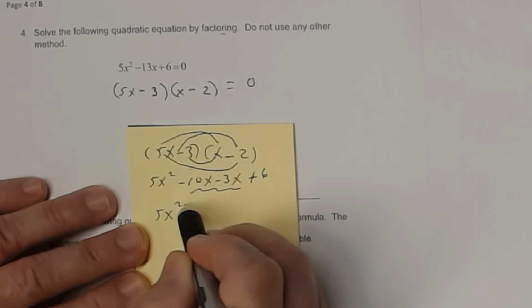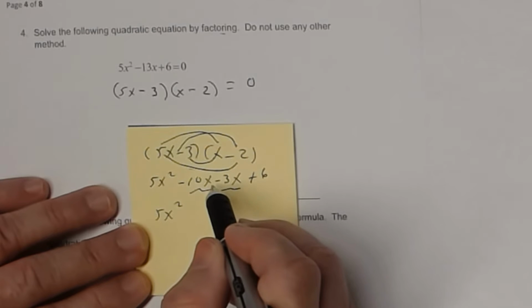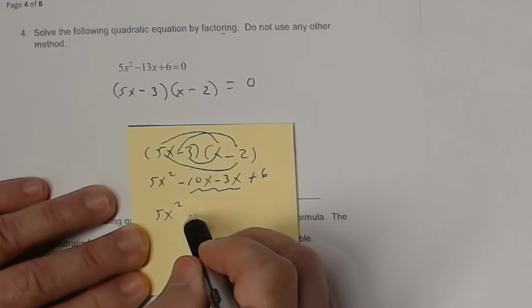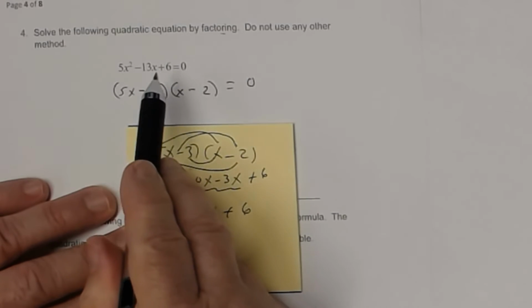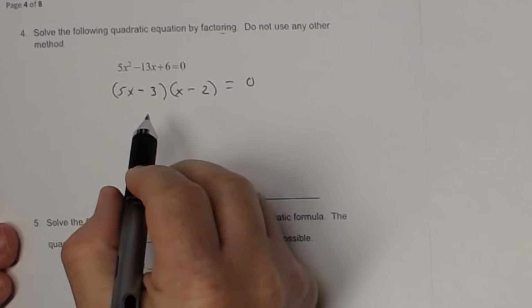I get 5x squared, and my like terms are the inner and the outer here. A negative 10x and a negative 3x is a negative 13x, plus 6. And notice that is what you wanted. Okay? All right, now the next step here is to use the zero factor property.